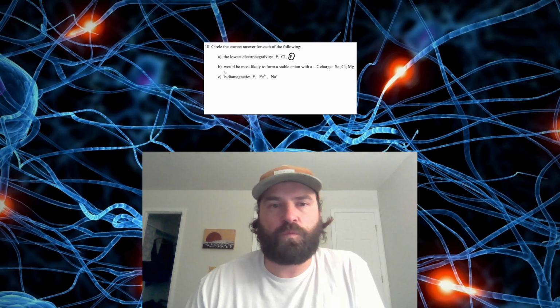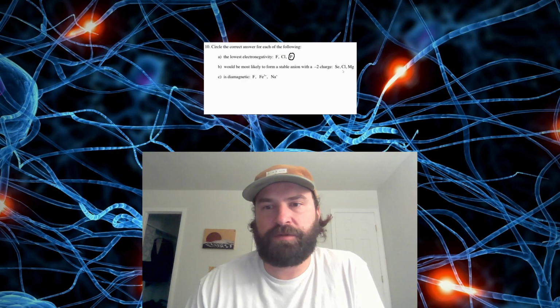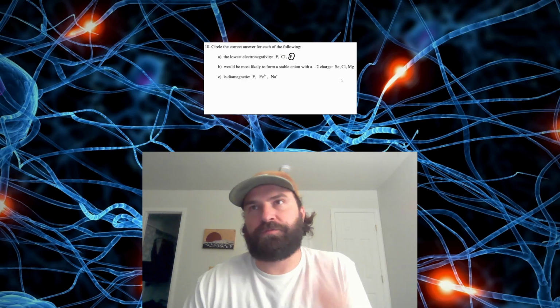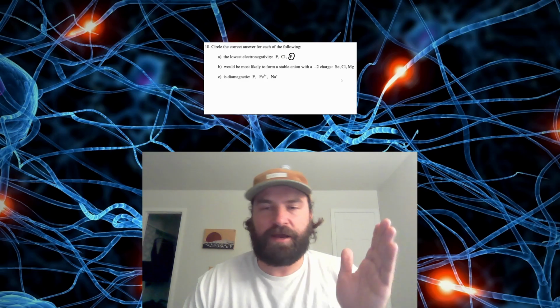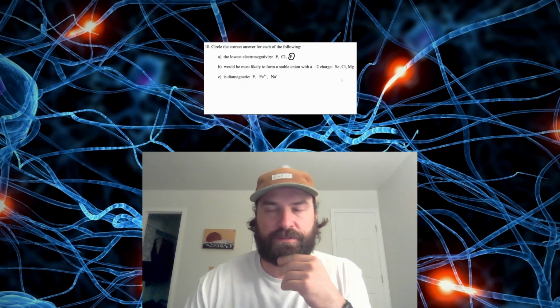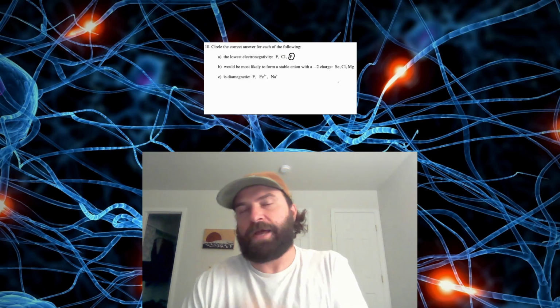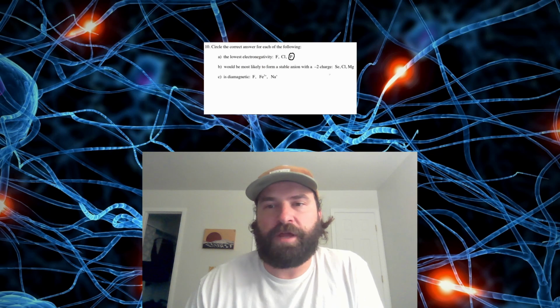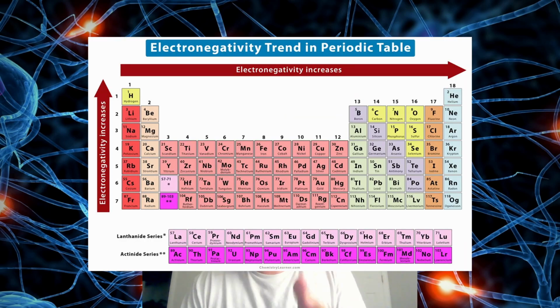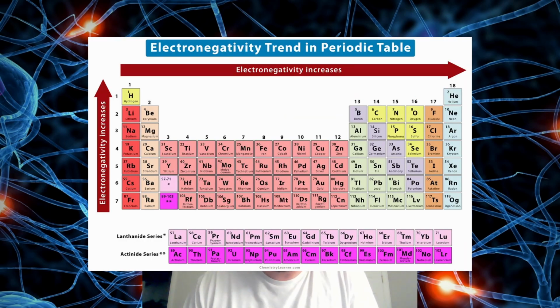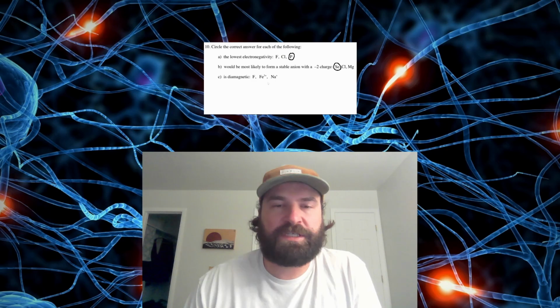B says, which would be most likely to form a stable anion with a -2 charge, selenium, chlorine, or magnesium. So to have a -2 charge, it would mean that anion wants 2 more electrons to get into the noble gas territory. So we're looking for an element in the period that's 2 periods away from the noble gases, and that one is selenium.